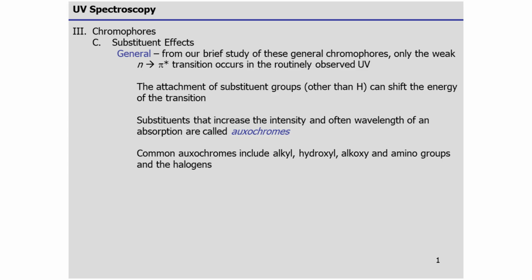In our study of general chromophores, we observe that only the weak n to pi star transition occurs in the UV spectrum. The energy of this transition can be shifted by attaching substituent groups, known as auxochromes, which can increase the intensity and wavelength of absorption. Common auxochromes include alkyl, hydroxyl, alkoxy, amino groups, and halogens.